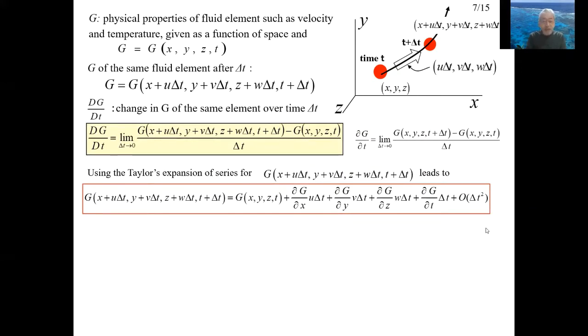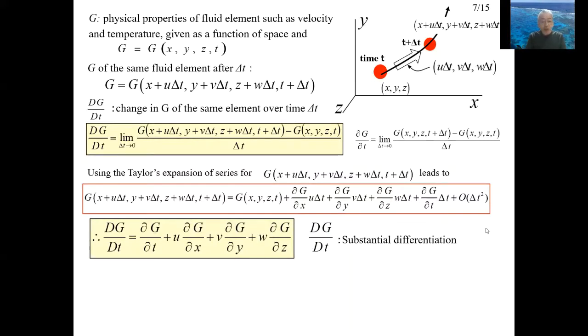Using the Taylor series expansion for G leads to the expression in the red frame on the fourth line. Even if you hear the word Taylor series expansion for the first time, I hope that you will be able to understand this expression. Substituting this into the formula in the yellow frame, dG/dt can be expressed in the second yellow frame. The dG/dt expressed by this equation is called the substantial derivative. The first term on the right-hand side is called local differentiation, and subsequent terms are called convective differentiation.